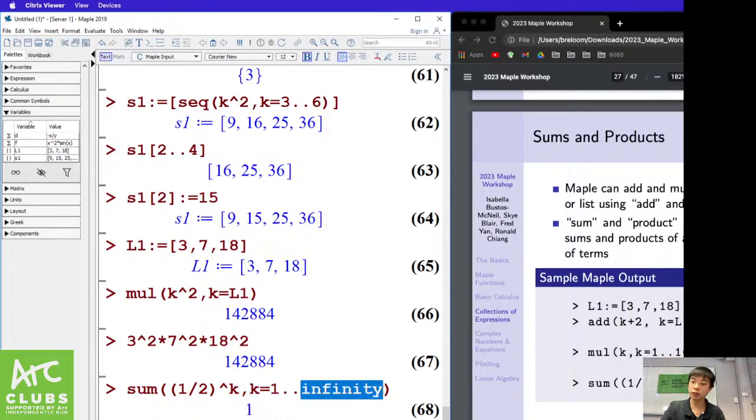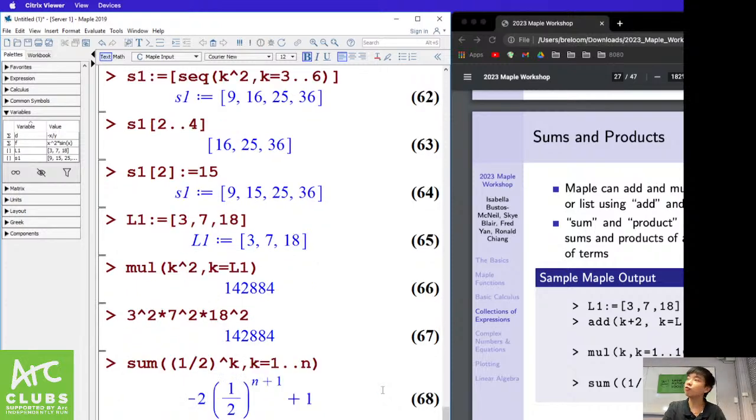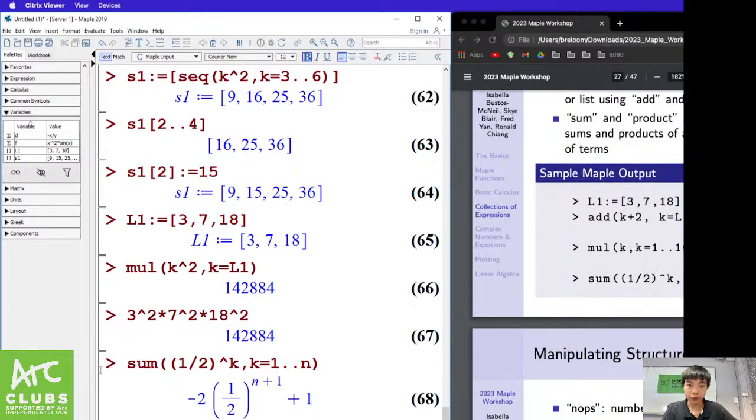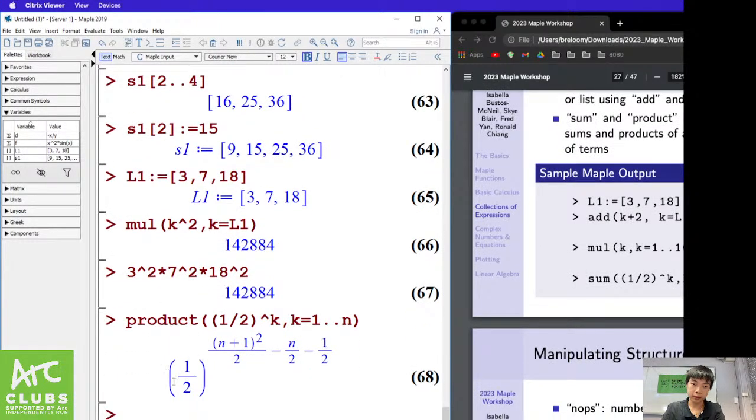But then it also lets us work with pronumerals. So if we let this, for example, be 1 to n, it gives us a general formula with n. So that's what sum's used for. And of course, we can also do this with products. So the main thing is, if you want to use a list, you use add or mul. And if you want to use a range, you use sum or product.